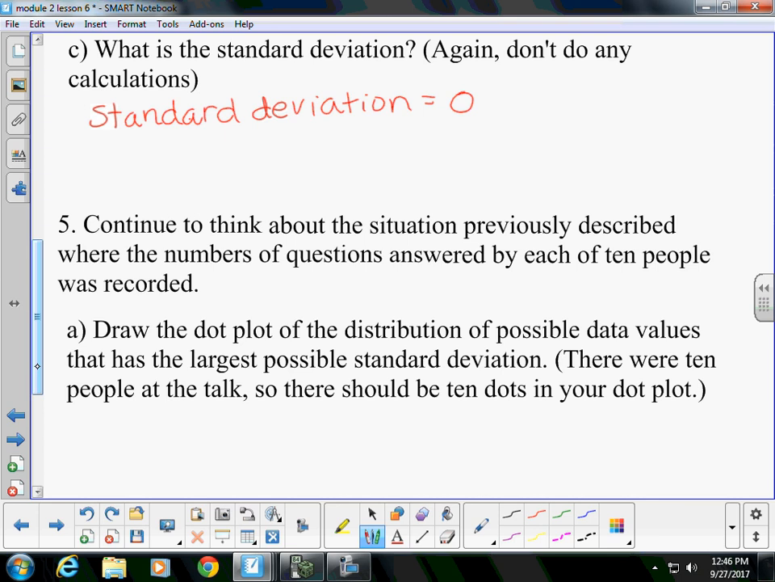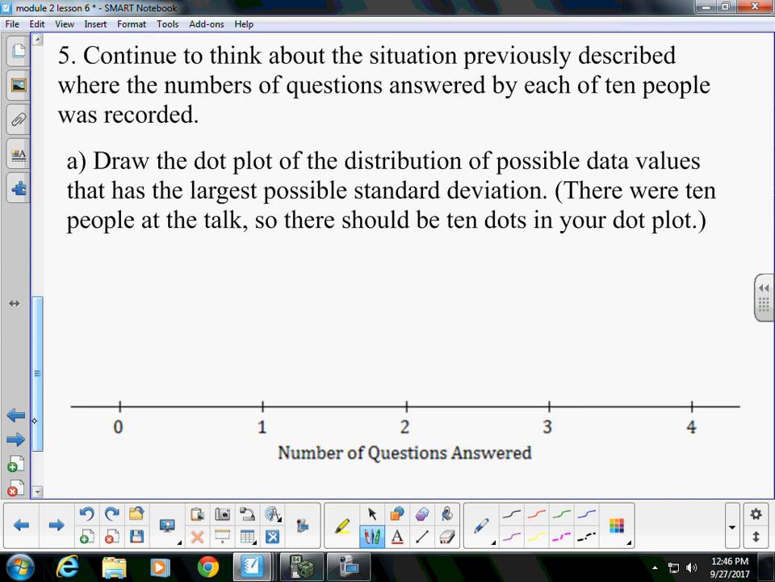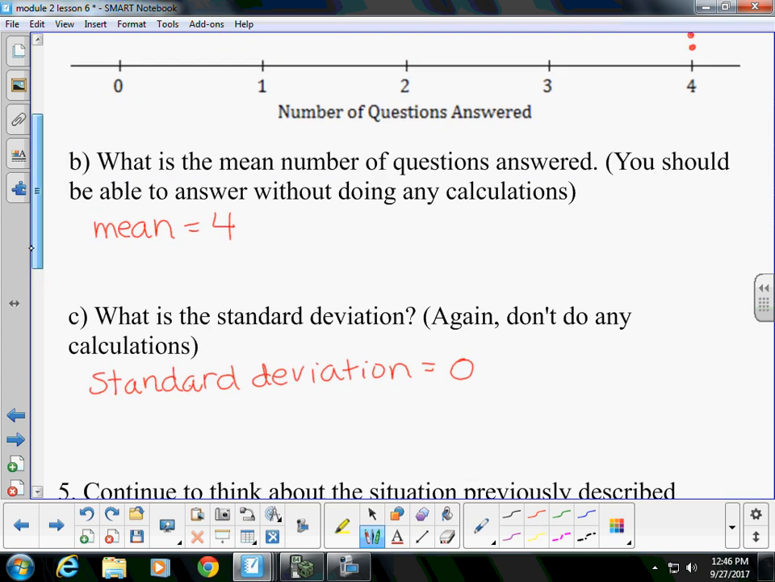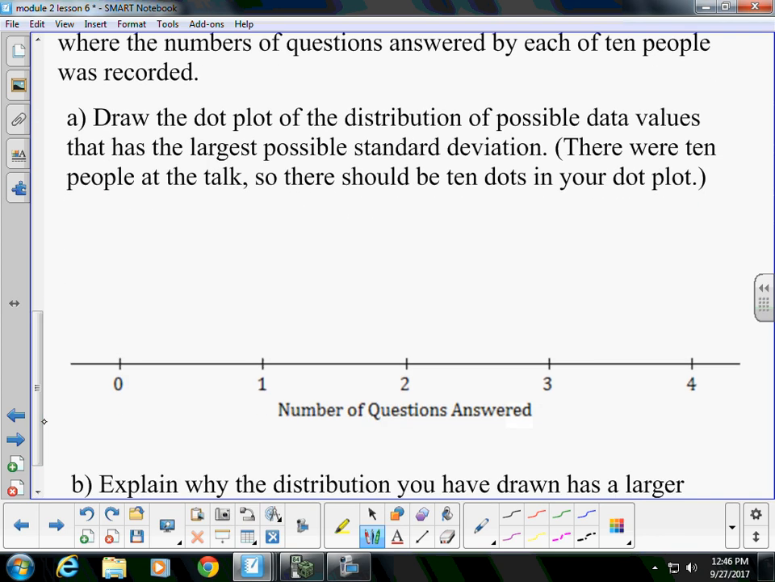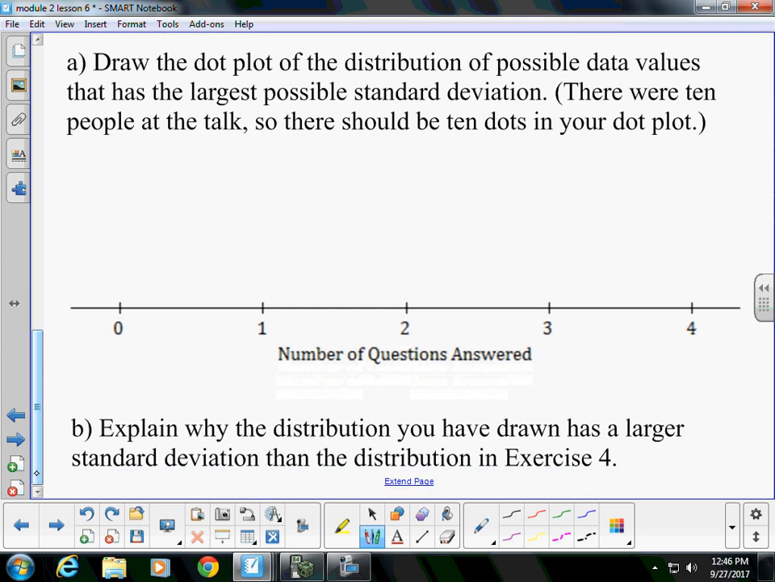Okay, this one says, draw a dot plot of distribution of the possible data points where the largest possible standard deviation. So I want you guys to do this one. It says draw the dot plot of the distribution of possible data points. So this is actually the smallest standard deviation. Think about what it would look like to have the largest possible standard deviation. And when you get done with that, I want you to show it to me in class and let me tell you if you were right or wrong.